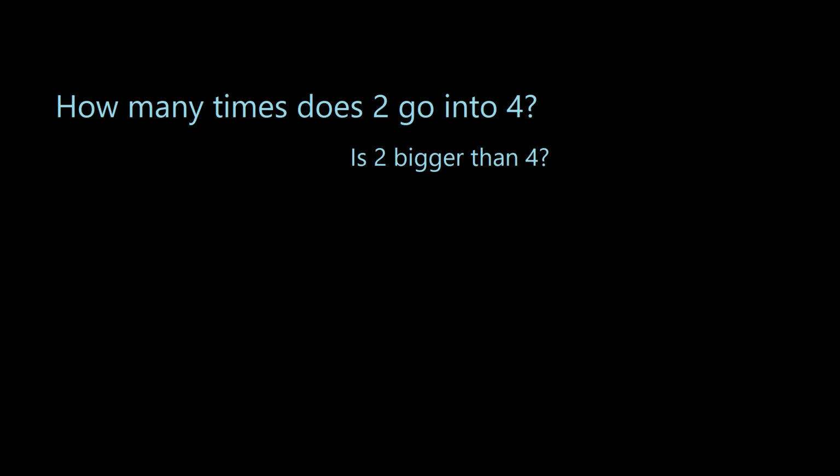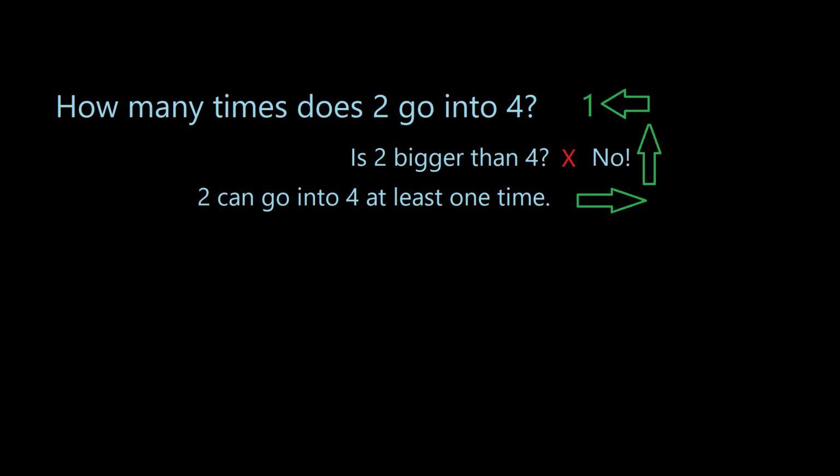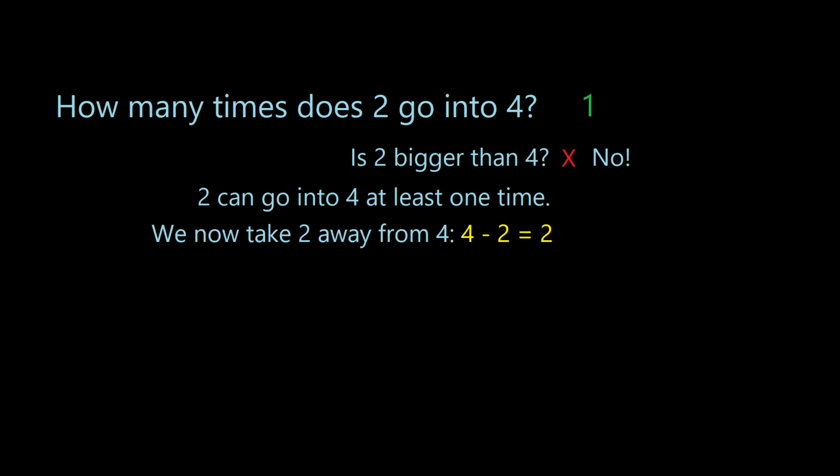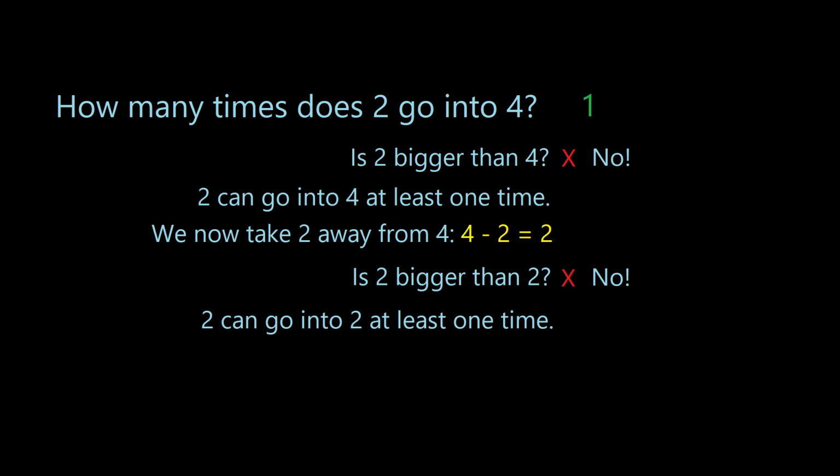So the very first thing you do is you ask, is 2 bigger than 4? Obviously not. No, 4 is a larger number. So that means that 2 can go into 4 at least one time. So we can write that 1 over here, and that means that we can now subtract 2 from 4 and see what our remainder is. Well, 4 minus 2 is 2 again. And so the question is, is 2 bigger than 2? And no, it's not bigger. It is the same value, so it's not bigger.